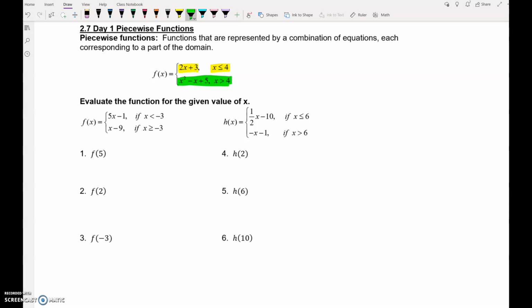For number 1, f of 5. F of 5 means we are going to use the f function. So we're going to use the one that's on the left. The other one is named h. So f of 5 means go to the f function. The 5 means that we are using an x value of 5. So take a look at these two stipulations.